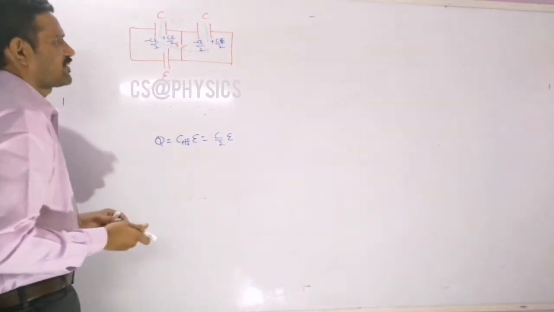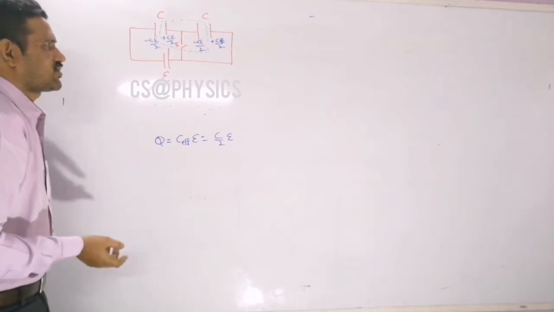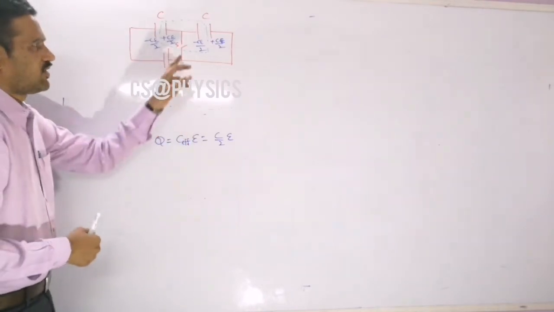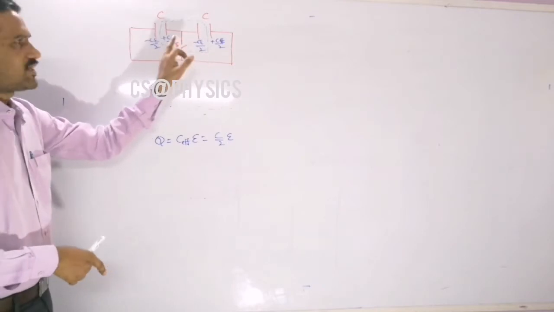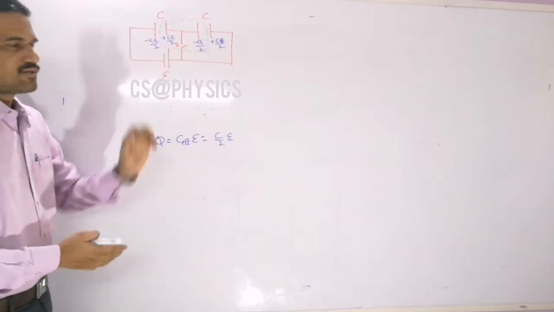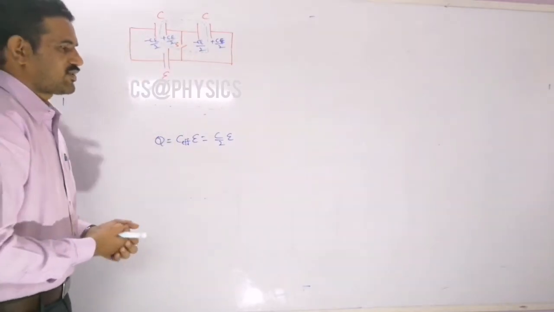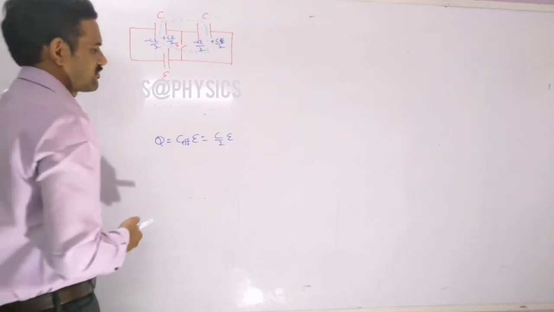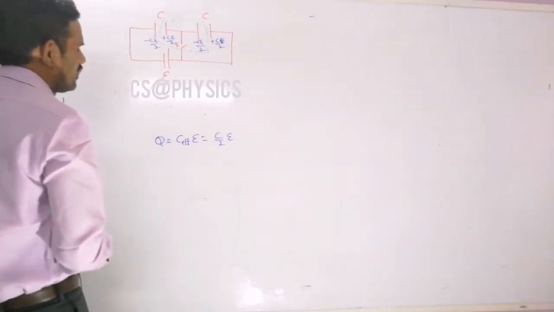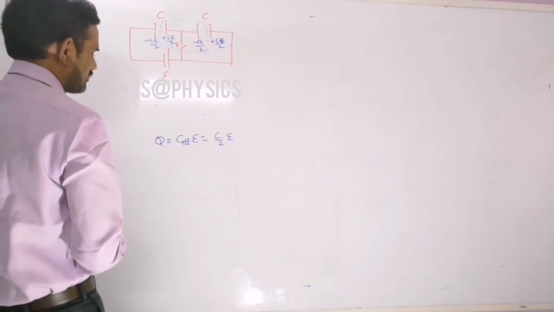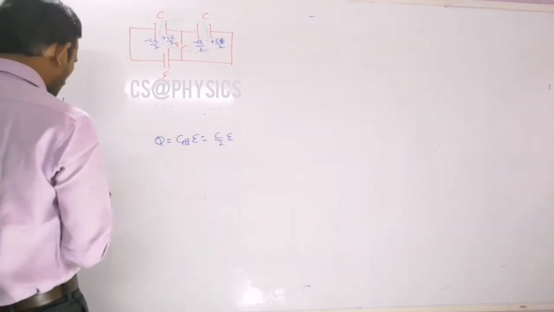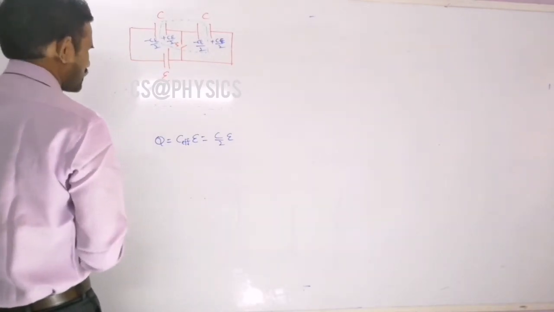And so now let us consider those two plates. The initial charge on those two plates will again be 0. This is minus CE by 2 and this is plus CE by 2 that you will get here, right? And so now let us draw the circuit once the switch is closed. Once the switch is closed, we can write this circuit like this.